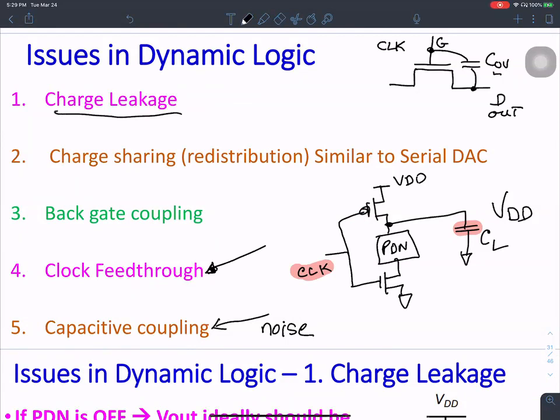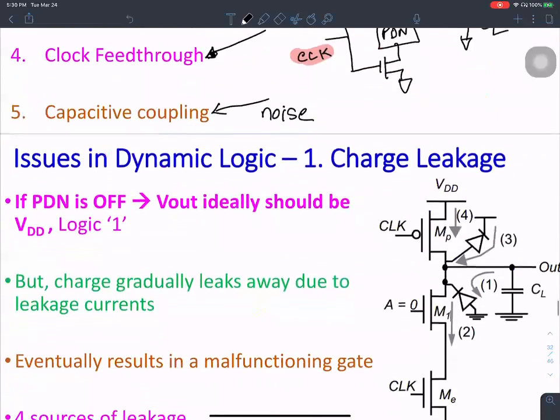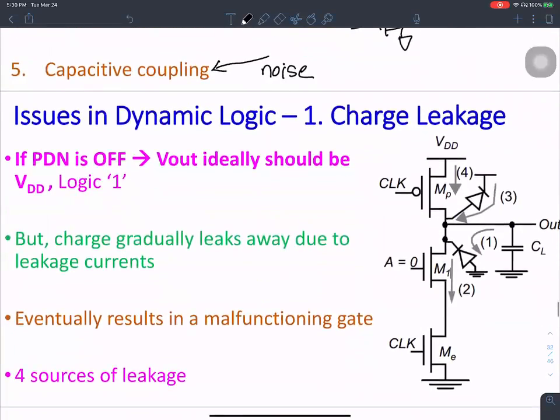There's the charge here that's supposed to be VDD. After pre-charge, it keeps leaking. Okay, so let's look at that problem. Let's say the pull down network is off.